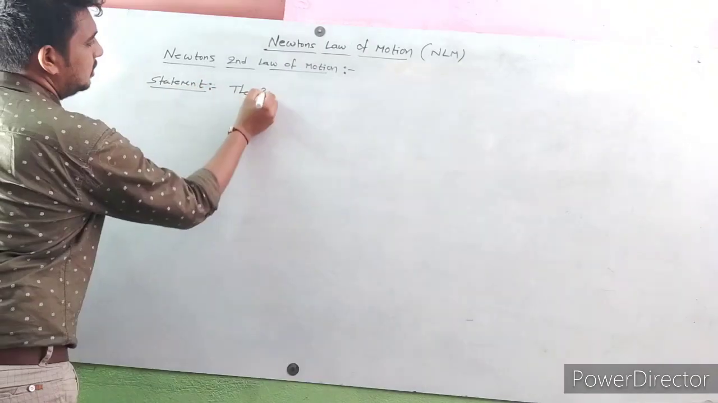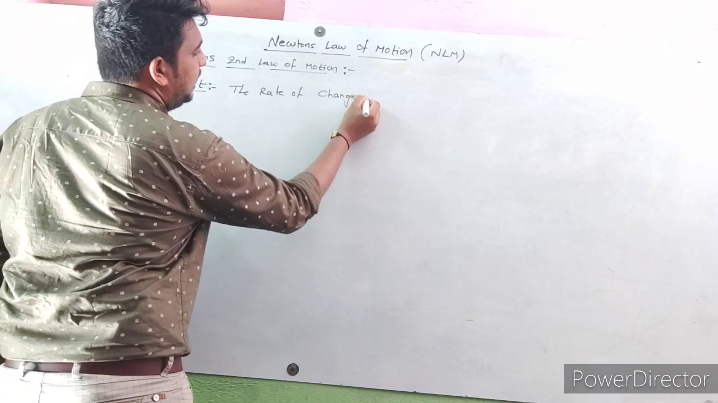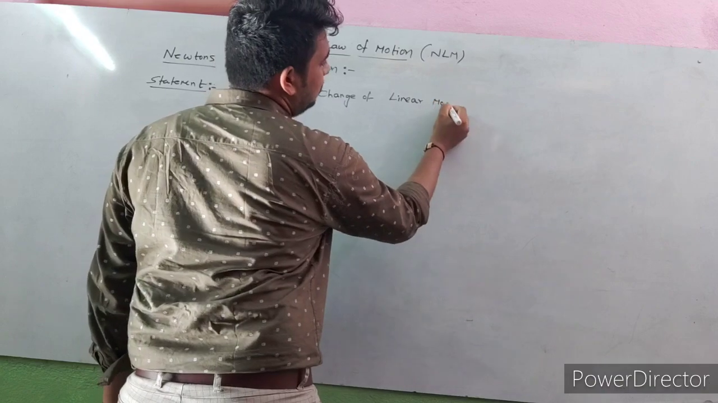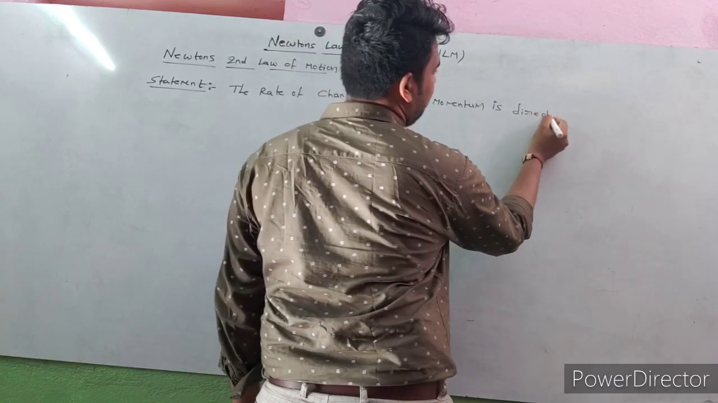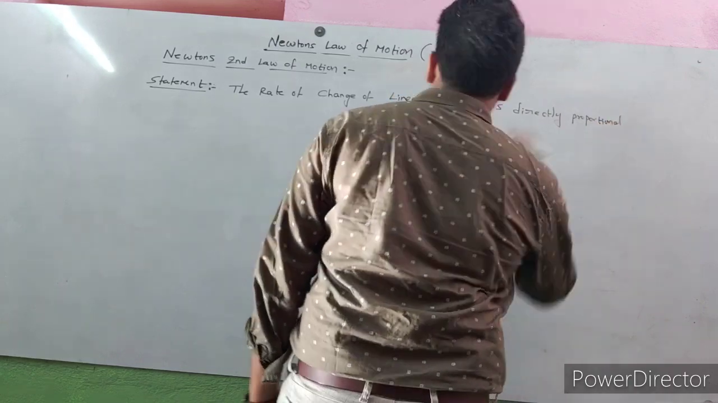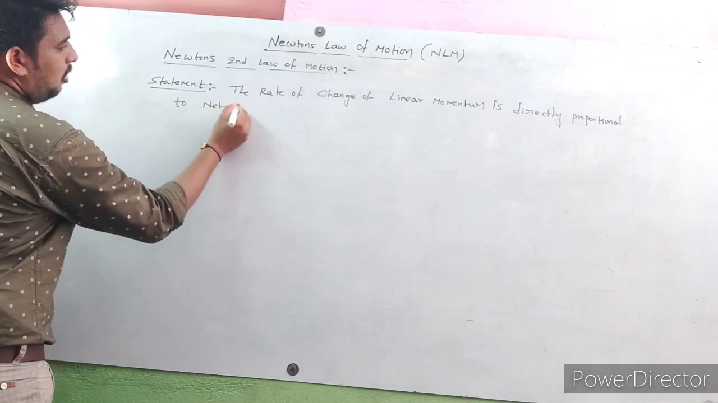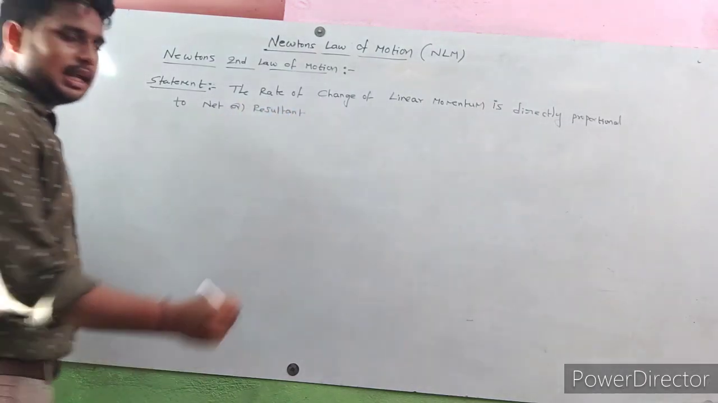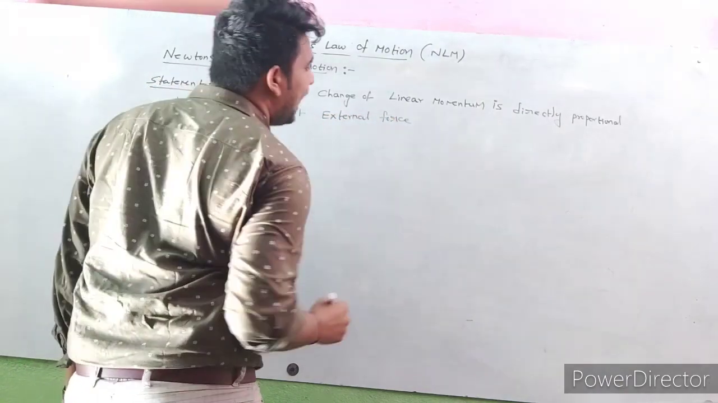The rate of change of linear momentum is directly proportional to the net or resultant external force acting on a body.